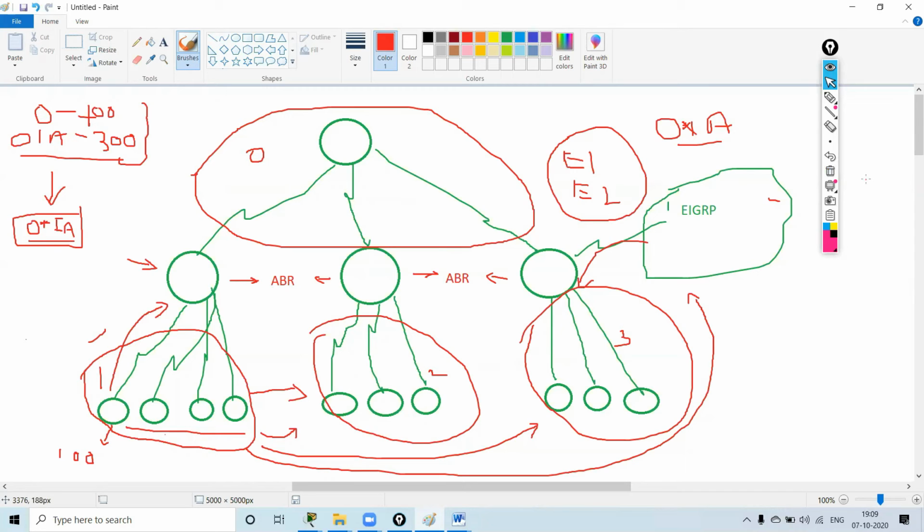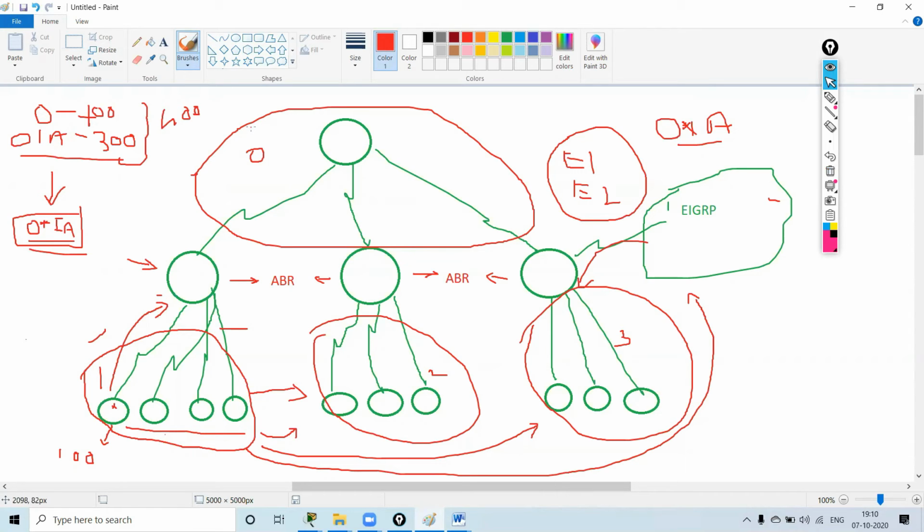External LSAs are stopped, the E1 and E2 routes. Now the default route is advertised. If I want to go to EIGRP from this area, I will be having on these routers a default route that will take me to the ABR. Still, I have 400 routes in my routing table.